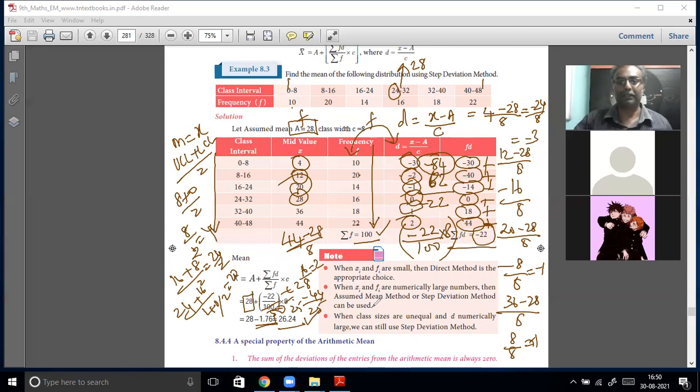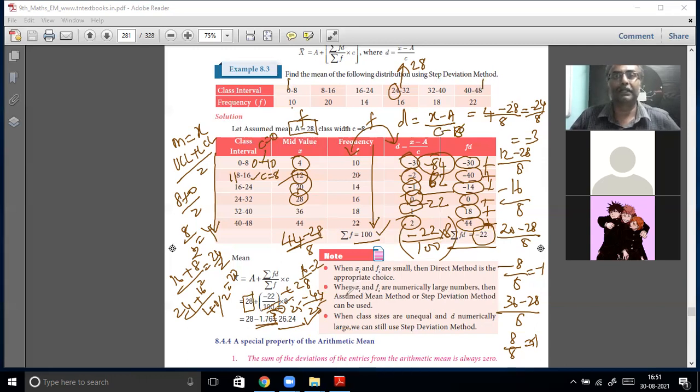Don't use it. Okay. When class sizes are unequal and D is numerically large, we can still use step deviation method, it is saying. Fortunately for you, unequal class size will not come. Okay, don't worry about that. But they're telling you can still use step deviation method. For each class, you have to divide by its own C. Suppose the class interval, the first one, is 0 to 10. Then for this alone, C will be 10, so here alone you will divide by 10. Here 8 to 16 is coming, then C is equal to 8 here, so there you will divide by 8. You understand. But that kind of sum you will never be asked, so don't worry about that. If it comes, you can still use step deviation method, no problem.